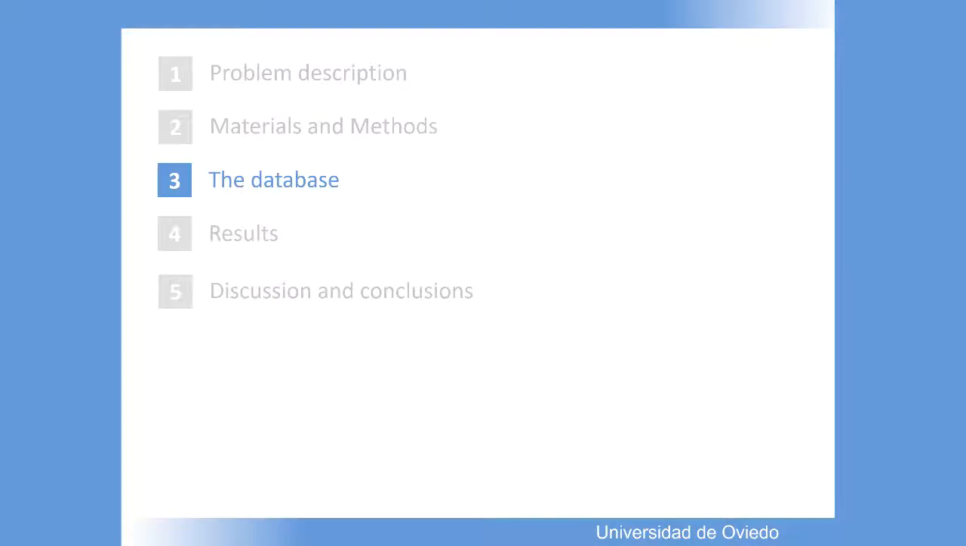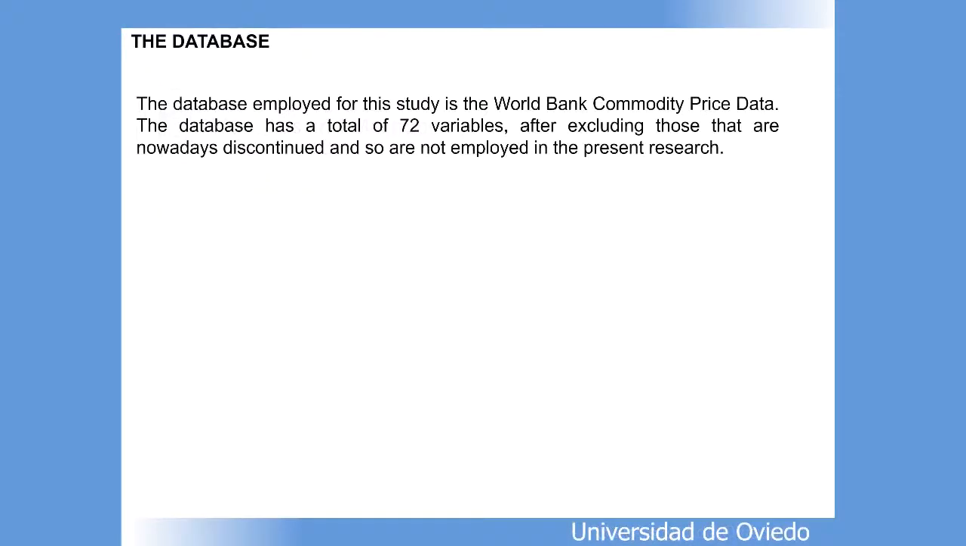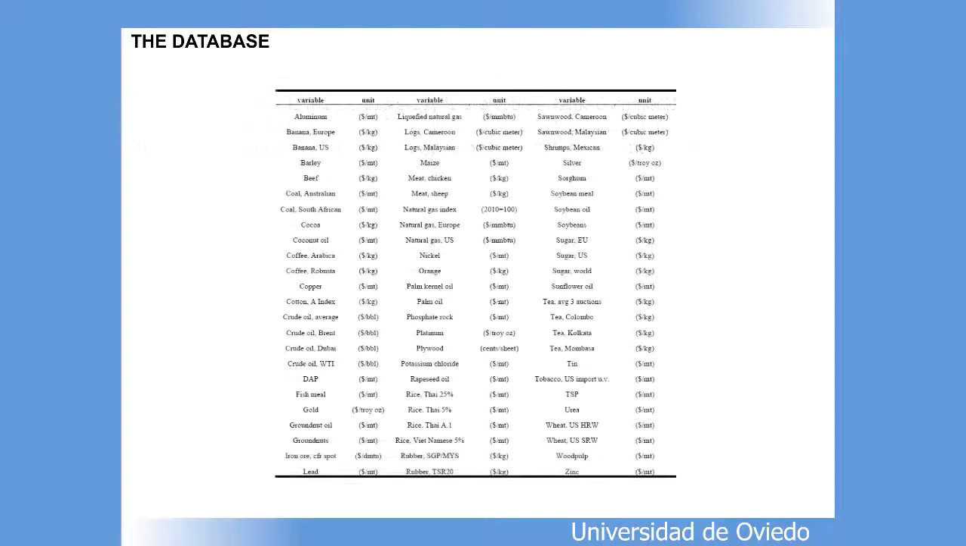3. The database. As in the rest of papers of this special session, the database employed for this study is the one from the World Bank commodity price data. We have employed a total of 72 different variables for this research. In this slide, you can see the variables that are employed and the units in which they are measured.